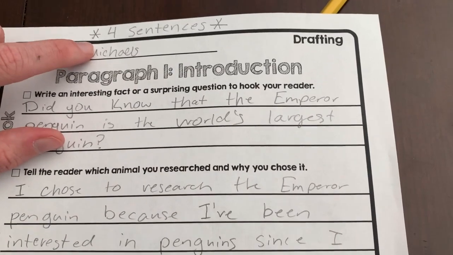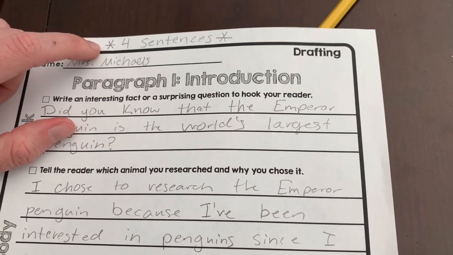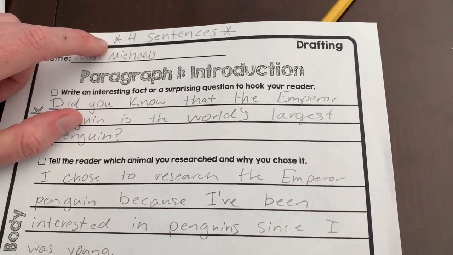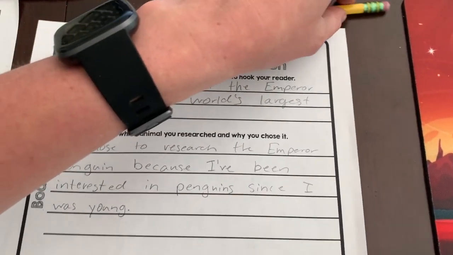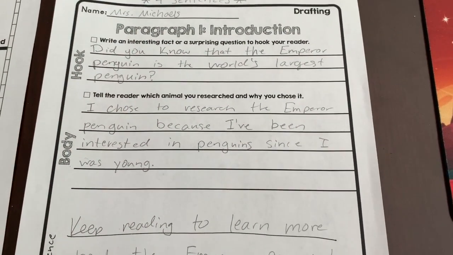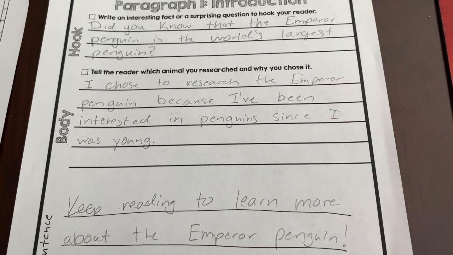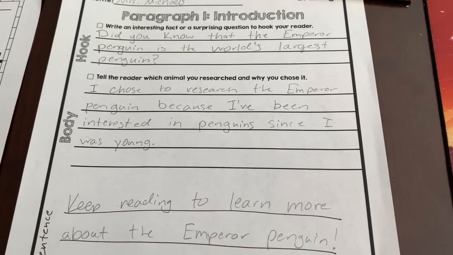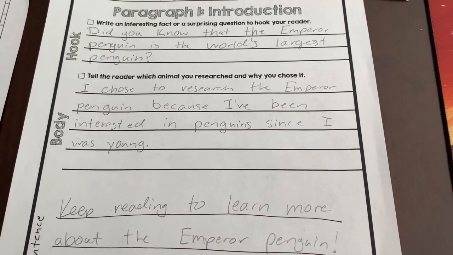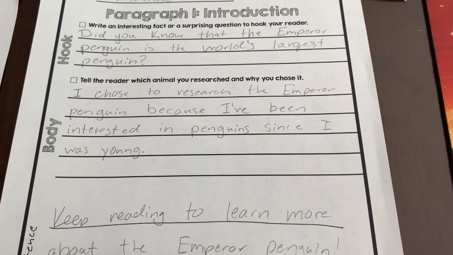Folks, up here I wrote a little note, 4 sentences. Your paragraph should not have more than 4 sentences. We don't want to tell too many facts in this introduction. This is just to get our reader interested enough to keep going. So today your assignment is to write the introduction paragraph for your research paper. If you have questions, please let me know. I am here to help you, and I look forward to writing more with you tomorrow.